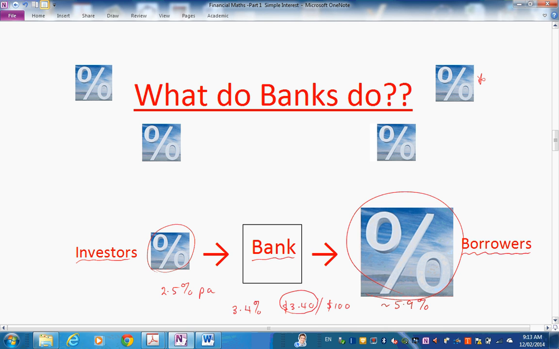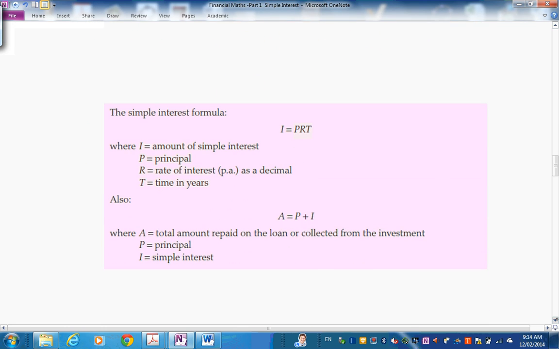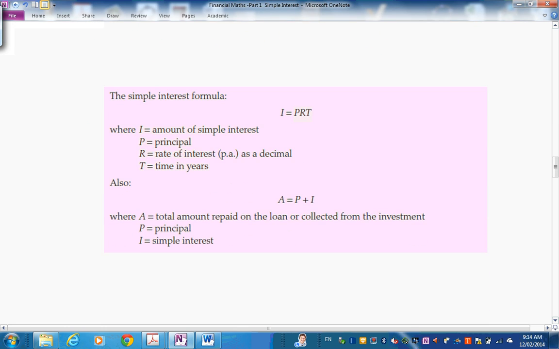Alright, let's do some calculation of percentages instead of just talking about it. We want to buy that car, mate. Okay, so here we are. Here's a formula for calculating what's called simple interest. There's various ways banks calculate interest, and we'll be talking about that.